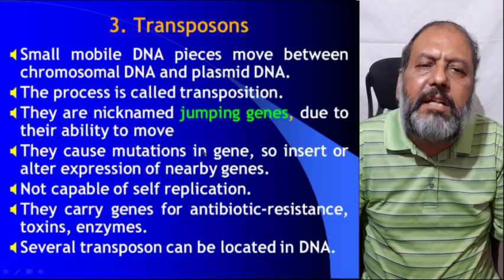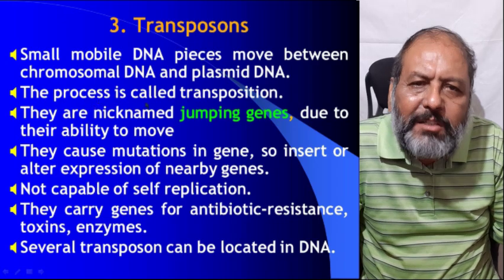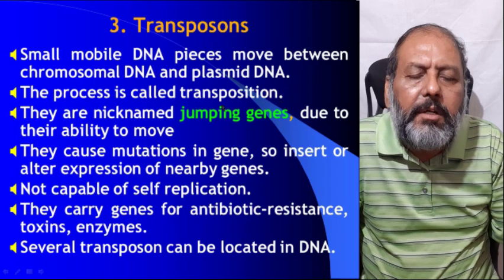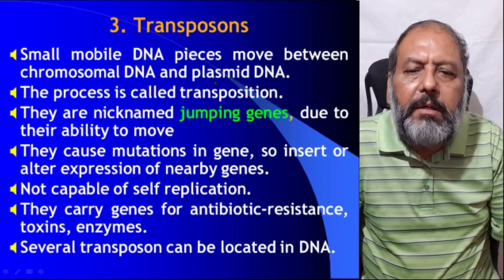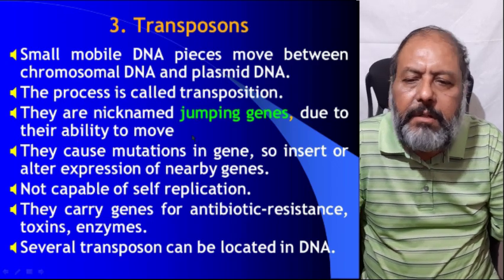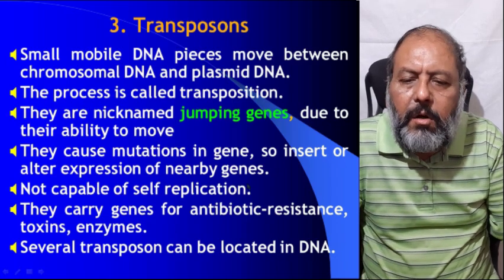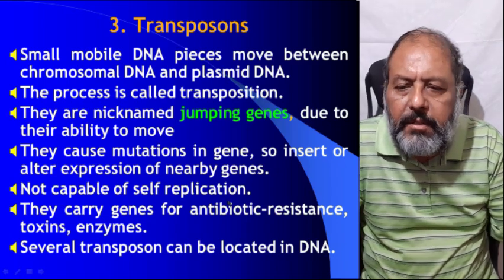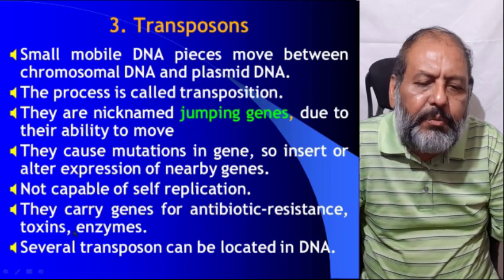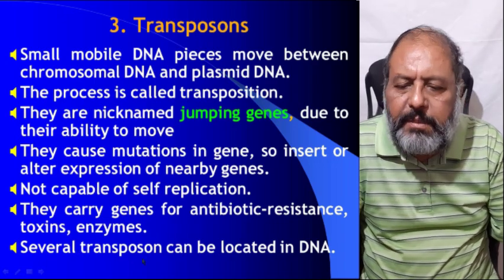The transposons are small mobile DNA pieces that move between the chromosomal DNA and the plasmid DNA. The process is called transposition, from one position to another position of the chromosomal DNA and the plasmid DNA. These are nicknamed jumping genes due to their ability to move. They cause mutation in genes, and insert or alter expression of nearby genes. They are not capable of self-replication. They carry genes for antibiotic resistance, toxins, and certain enzymes produced by the bacteria.